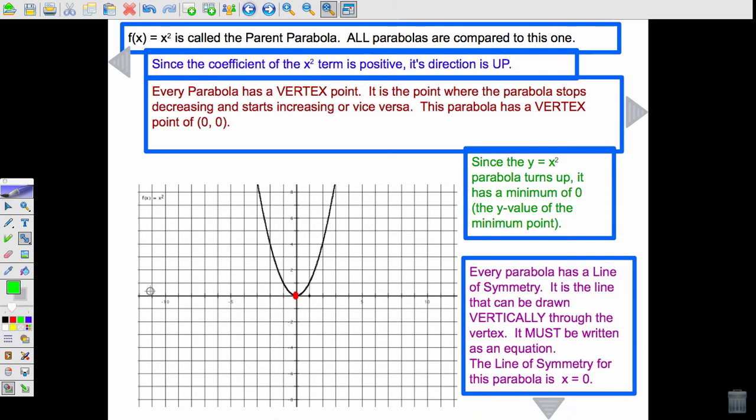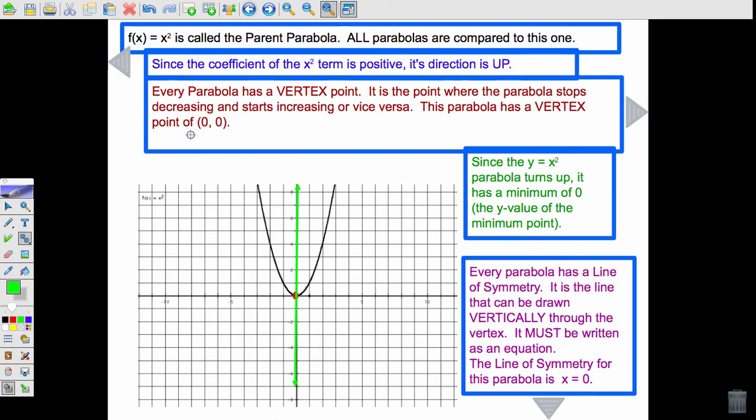Every parabola has what's called a line of symmetry. Your line of symmetry shows how if you reflect one side of the parabola over this line, you'll get the same thing on the other side. So if you reflect this right-hand side over the green line, you'll get the left-hand side, and vice versa. This line of symmetry is always vertical. It's a vertical line that's drawn through the vertex.